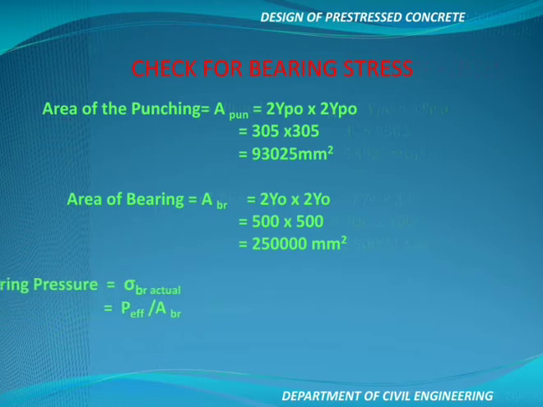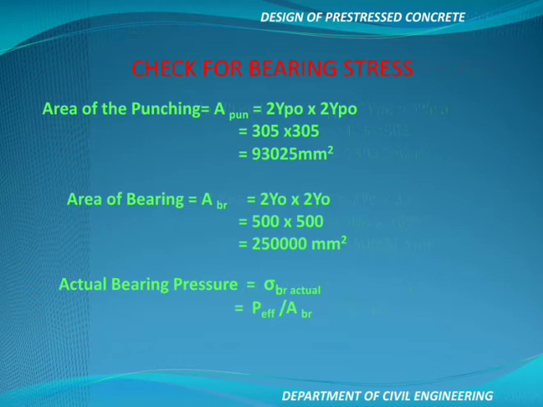Then we obtain the actual bearing pressure, which is sigma br actual, which is P effective upon area of bearing. So substituting the effective pre-stressing force 2800 kilonewton divided by the area of bearing, which is 250 into 10 raised to 3, we get an actual bearing pressure of 11.2. Means because of the pre-stressing forces applied, a bearing pressure of 11.2 Newton per mm square is developed at the section.